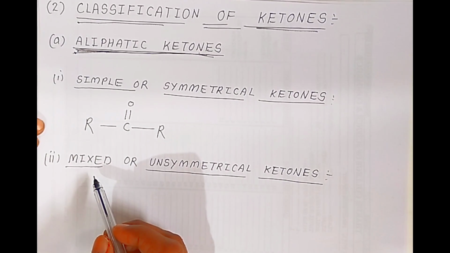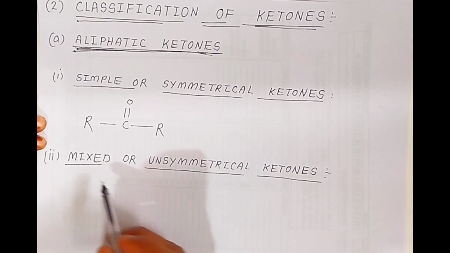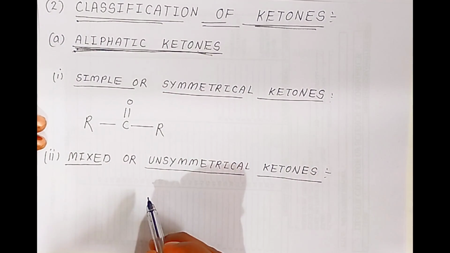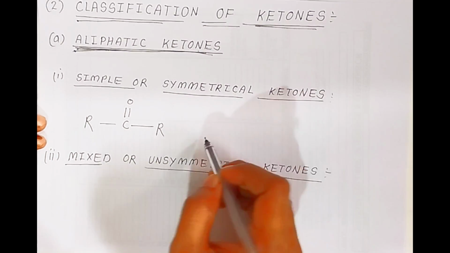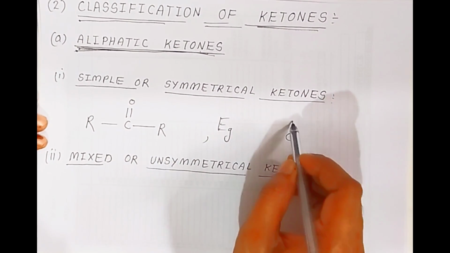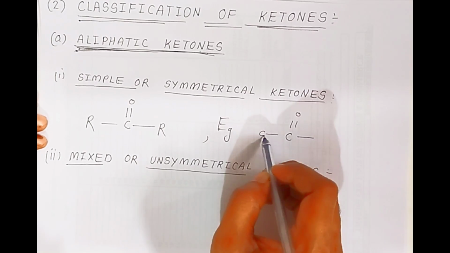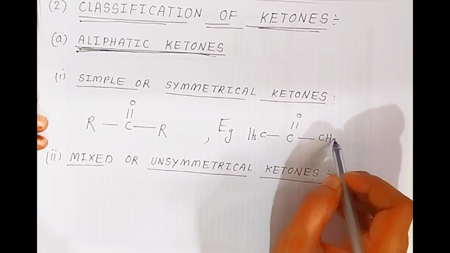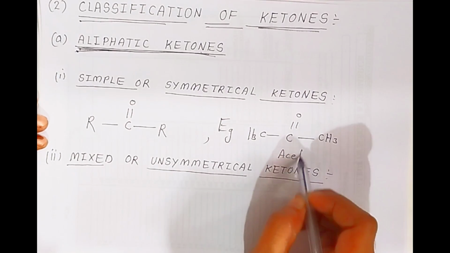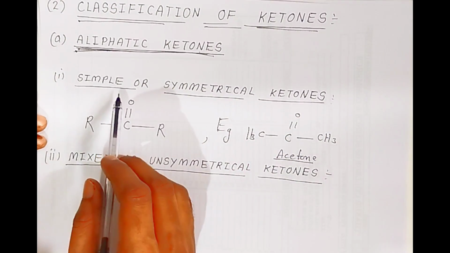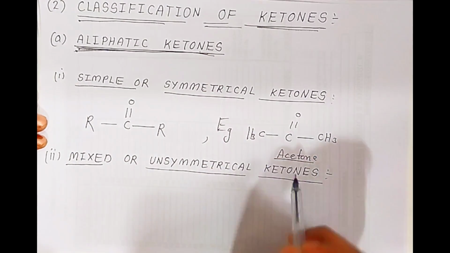Now, students, we will see mixed and unsymmetrical aliphatic ketones. You can see the example. Here, the carbonyl's two valencies are replaced by methyl, both by methyl. So this is the example of acetone. Acetone comes under simple aliphatic ketones.